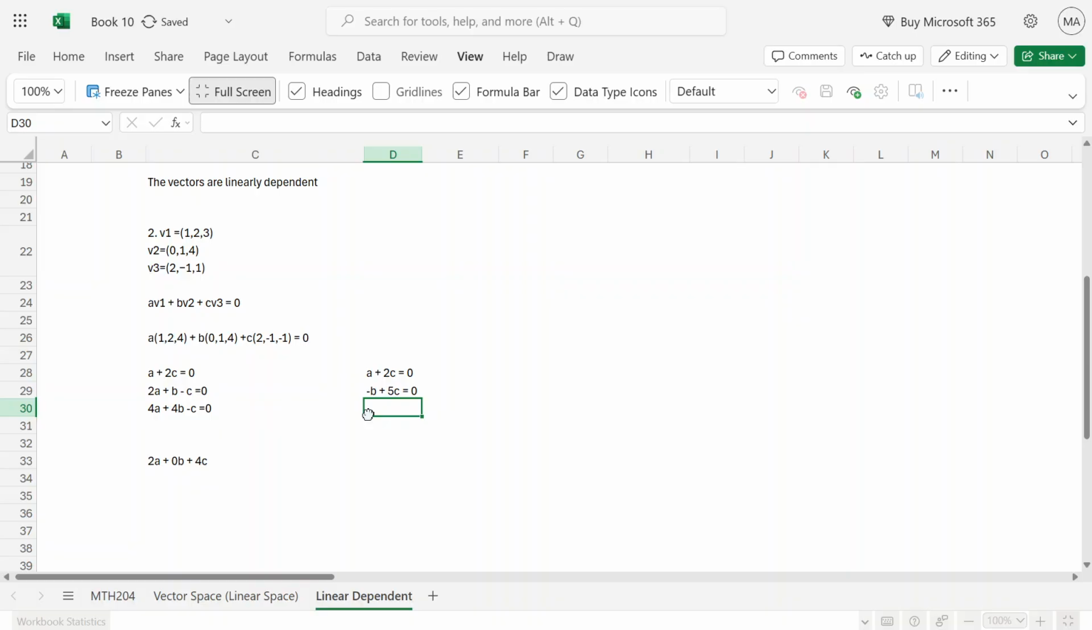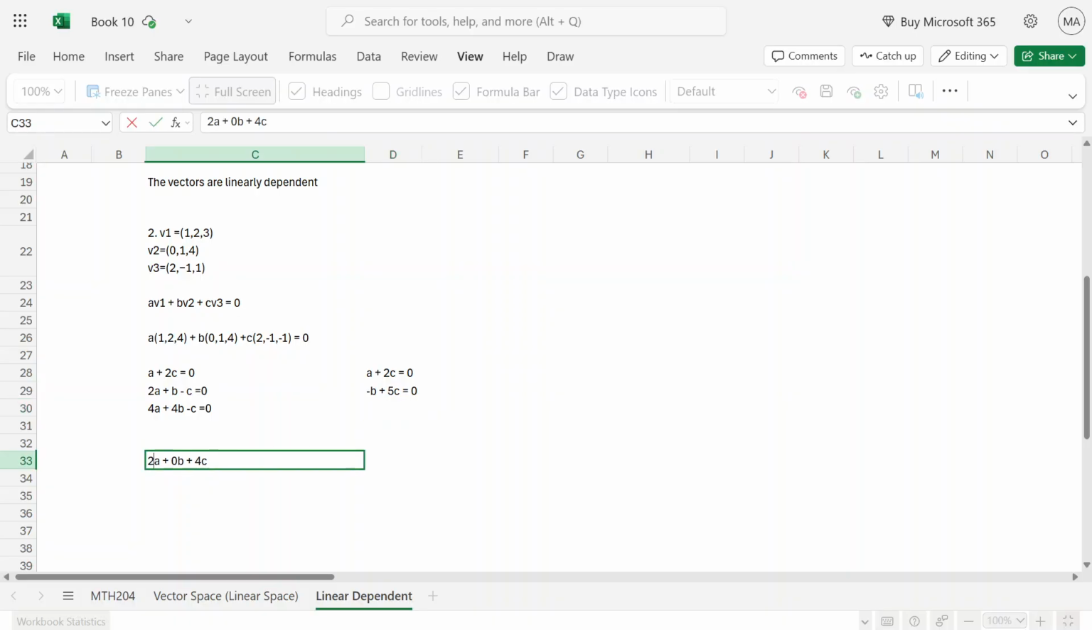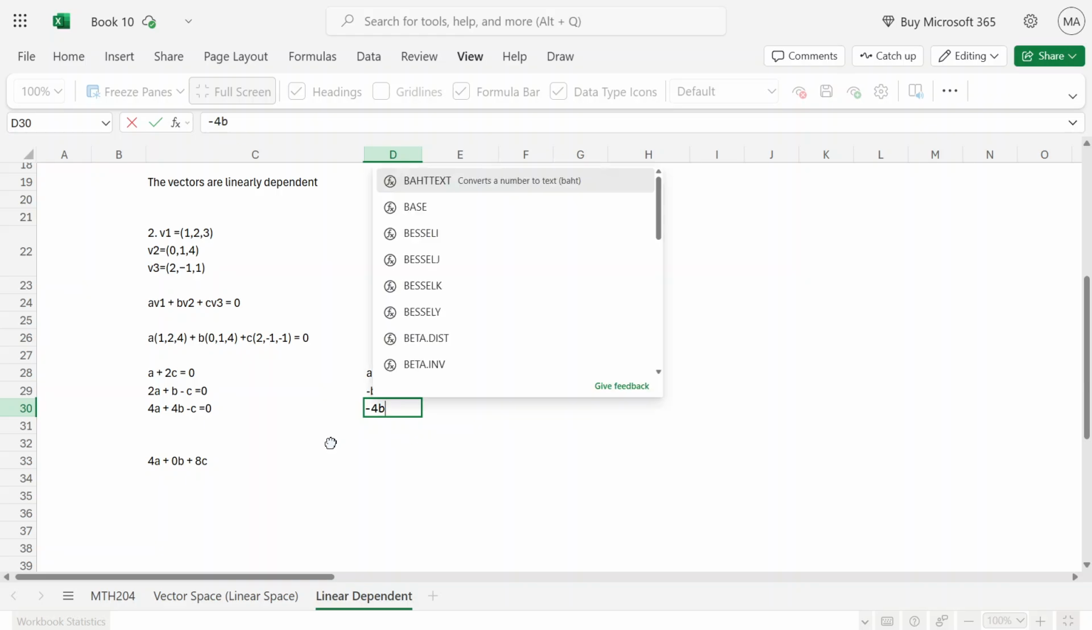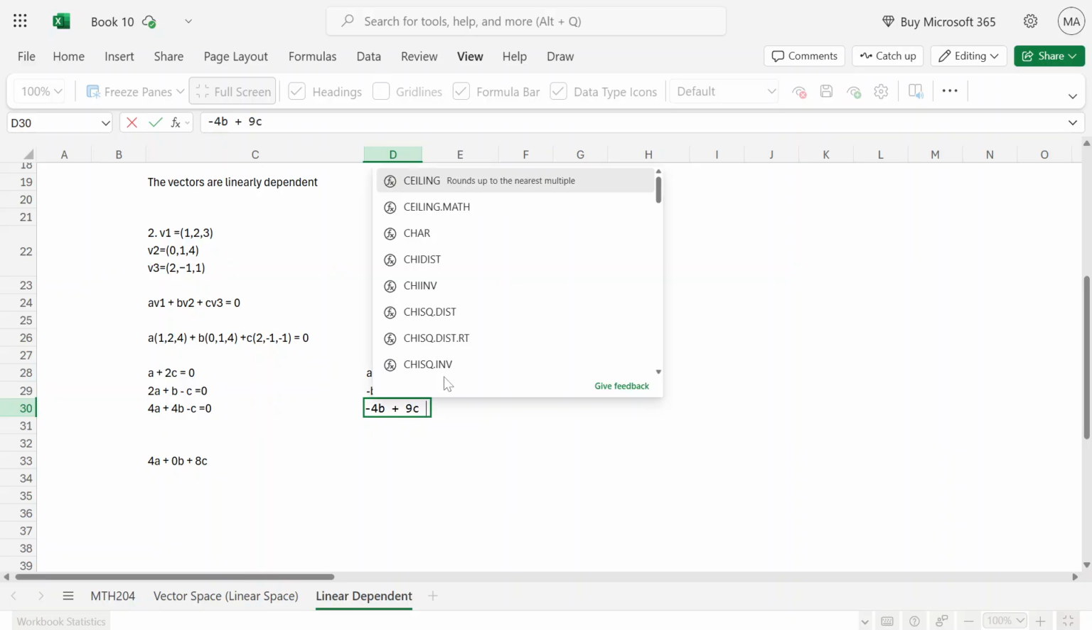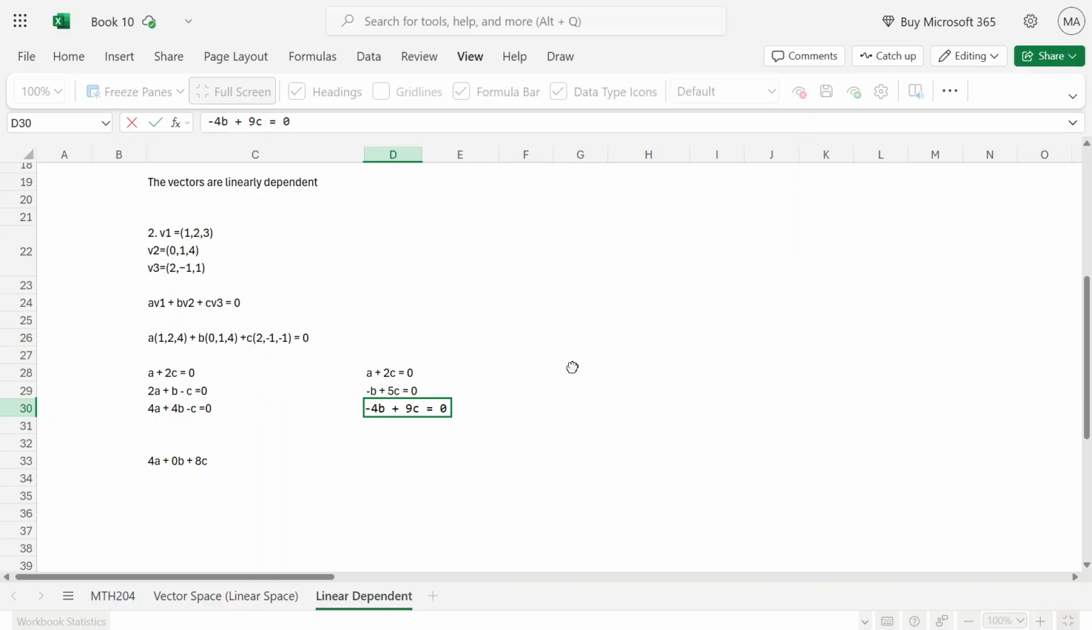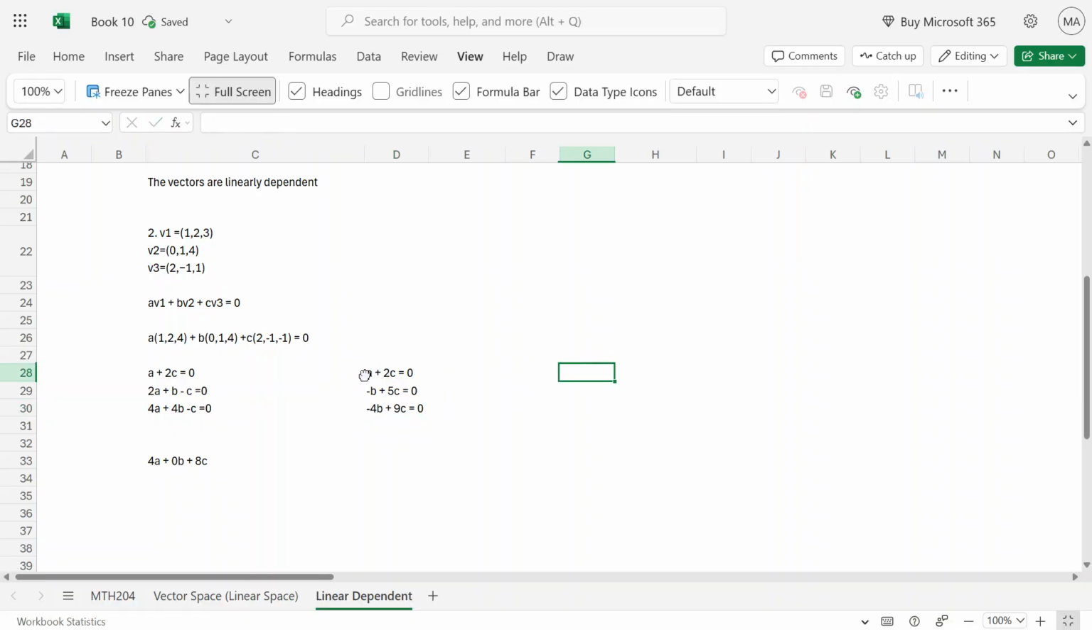Now, the next one here, we want to eliminate a. So we need to times this equation by what? By 4. So it will now turn to 4a, then this will be 8c. So 4 minus 4 will give us 0, so we eliminate the a. So this will be 4b, so it will now be minus 4b. Then the next one, 8c minus minus c will now be plus 9c, which is equals to what? Equals to 0. Now we are done with that.